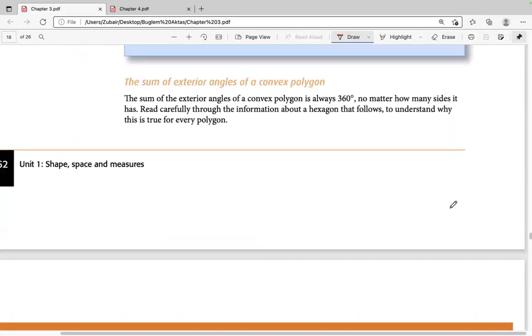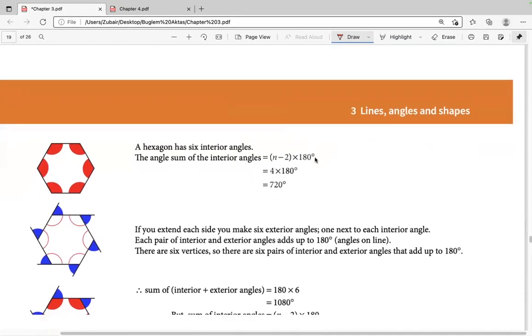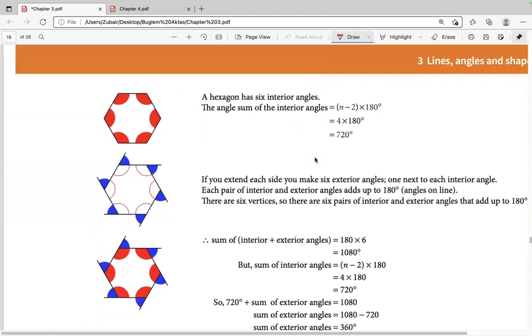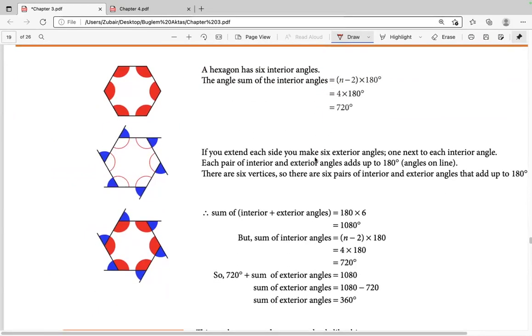Okay. Sum of exterior angles of a convex polygon. The sum of exterior angles of a convex polygon is 360 no matter how many sides it has. Read carefully through the information about the hexagon that follows to understand why this is true for every polygon. Okay, so they've chosen a shape, a hexagon, and every angle inside this is 120 and the exterior angle will be 60. So 60 for each, and 6 times is 360.